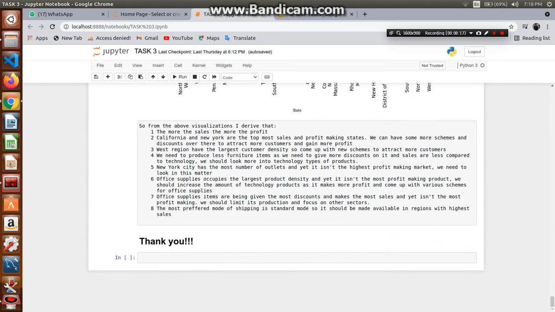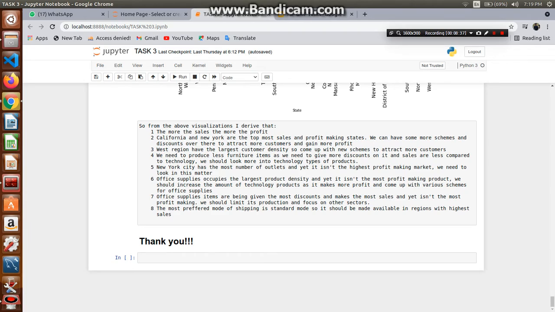So what I'll conclude? From the above visualizations, I derive that the more the sales, the more the profit. The product which sells more will give you more profit. California and New York are the topmost sales and profit making states. We can have more schemes and discounts over there to attract more customers and gain more profit.